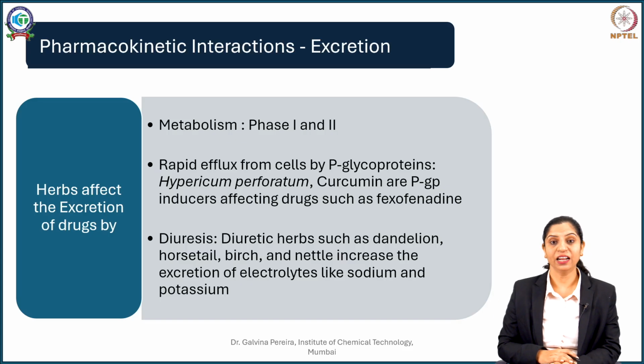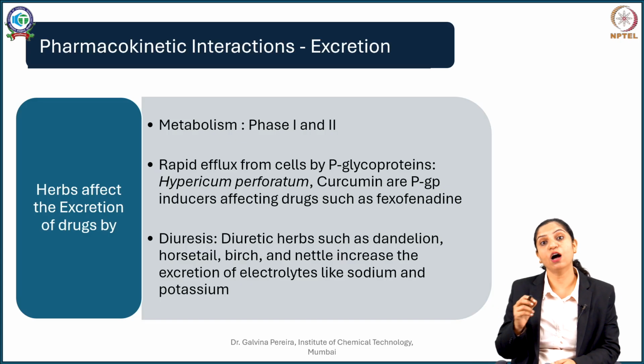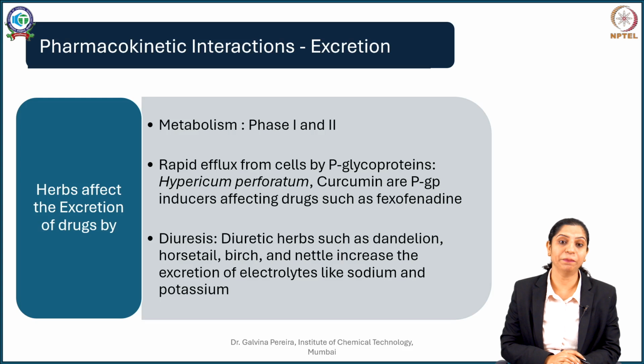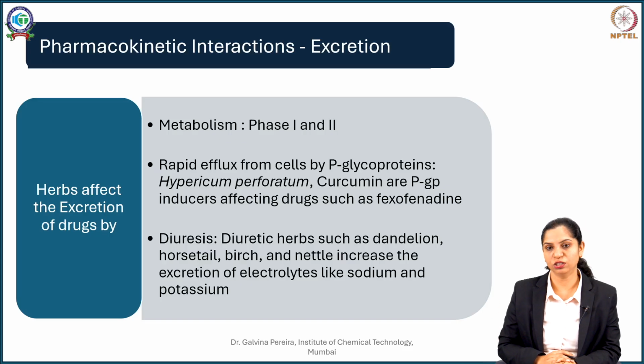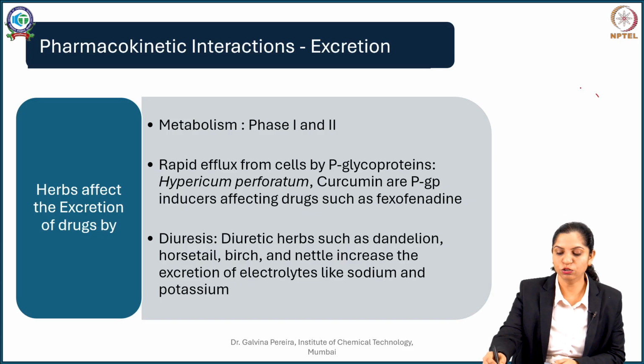Not only that, there is another additional mechanism which includes efflux. We discussed in the previous lecture your P glycoproteins, which remove the drug outside the cells. So say for example in this case we have an example of hypericum, which is again your St. John's wort, as well as your curcumin, which is present in your turmeric. They are known as PGP inducers. Now what do PGP inducers do? PGP inducers means more. So they will increase the amount of PGP.